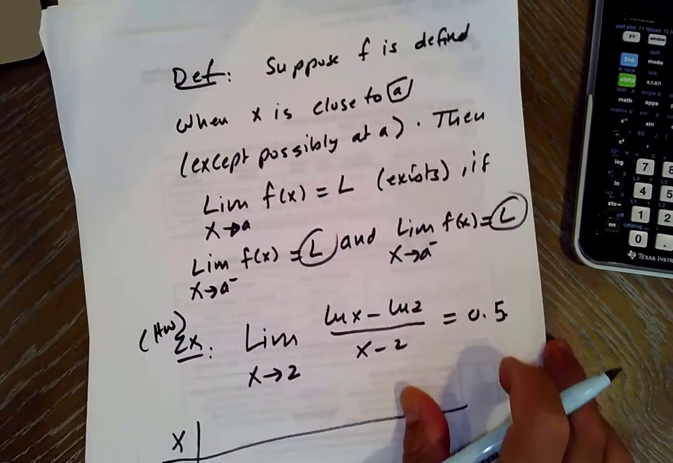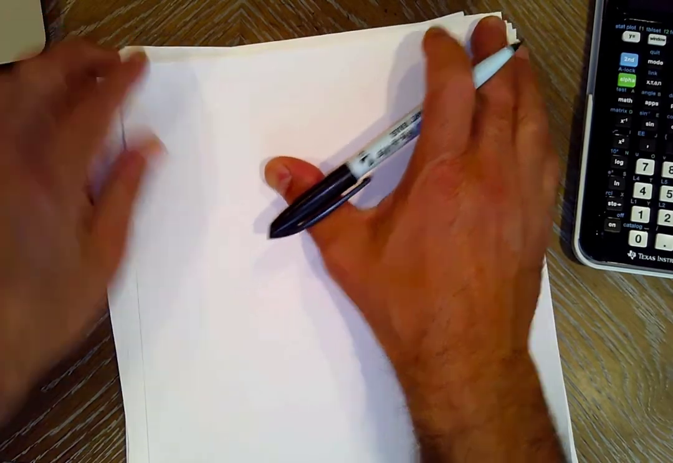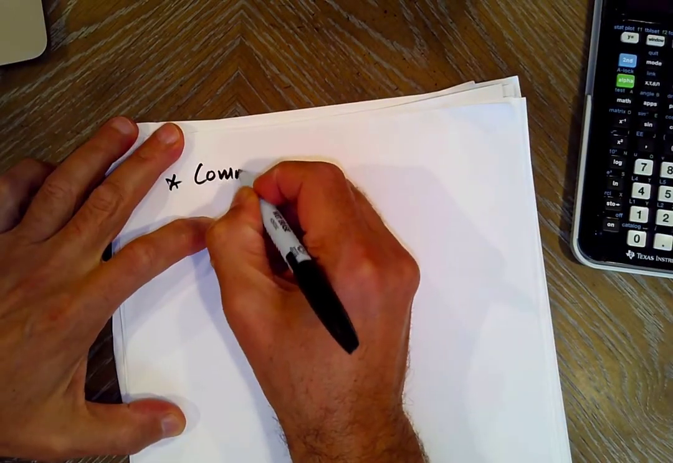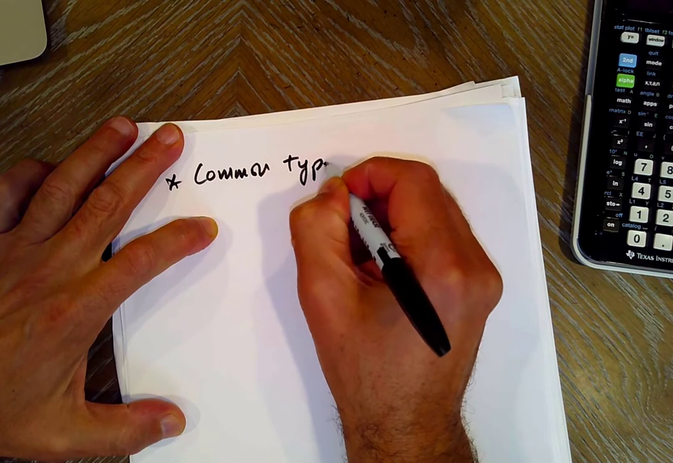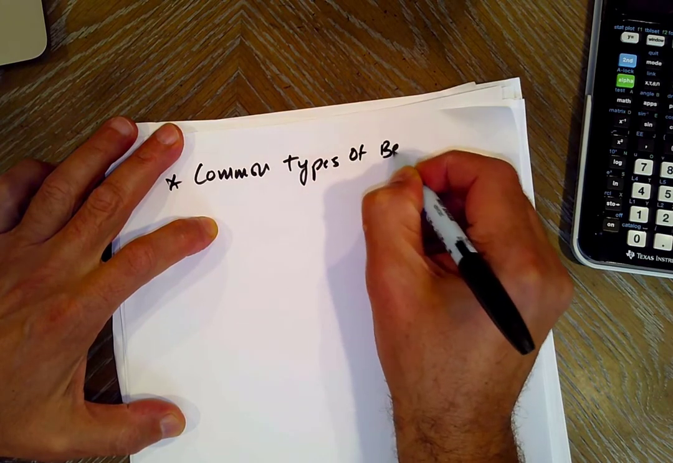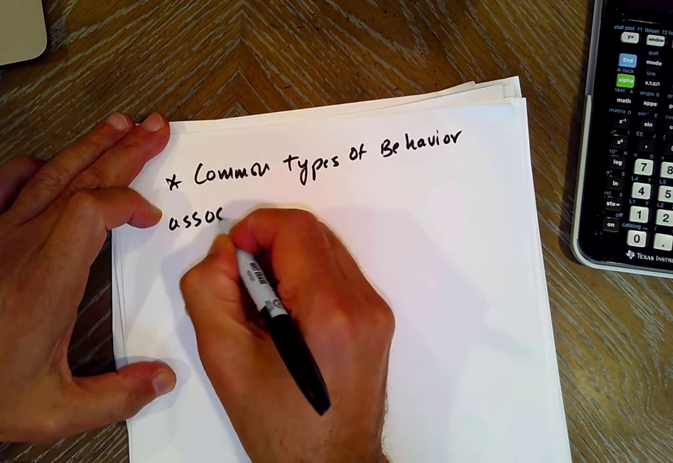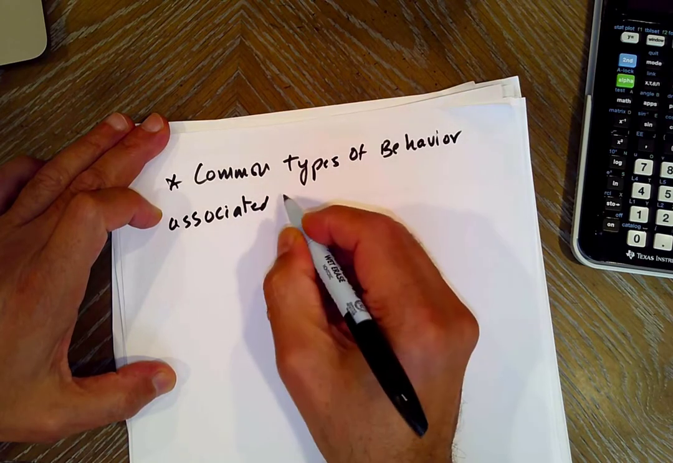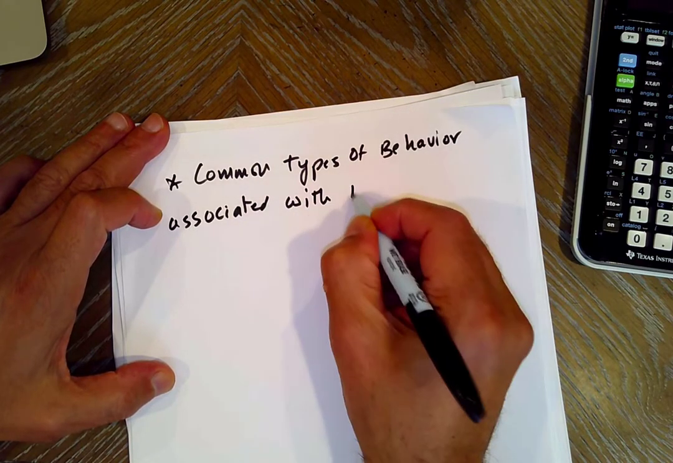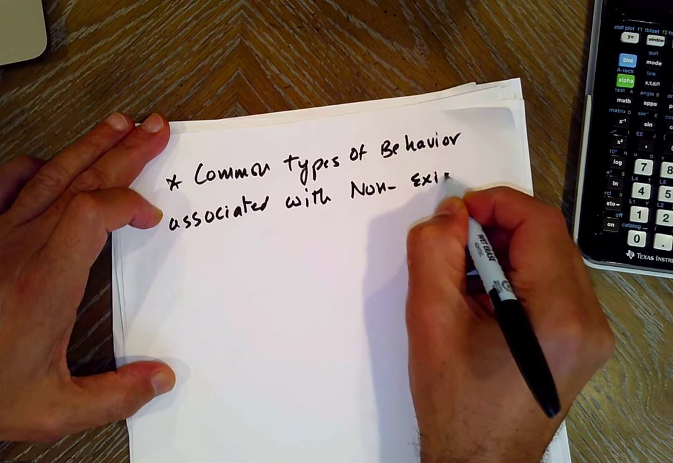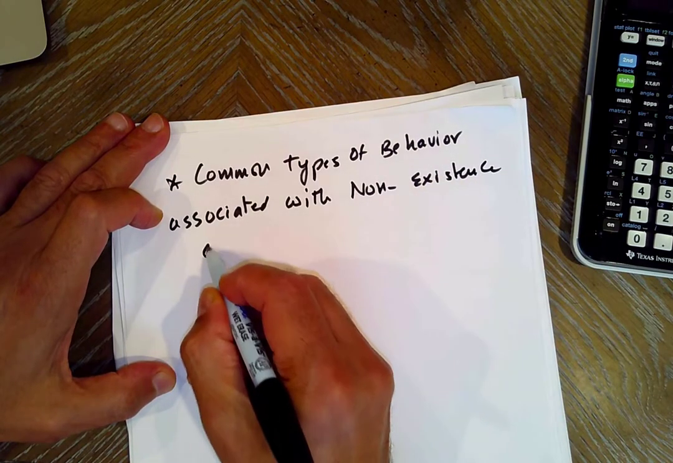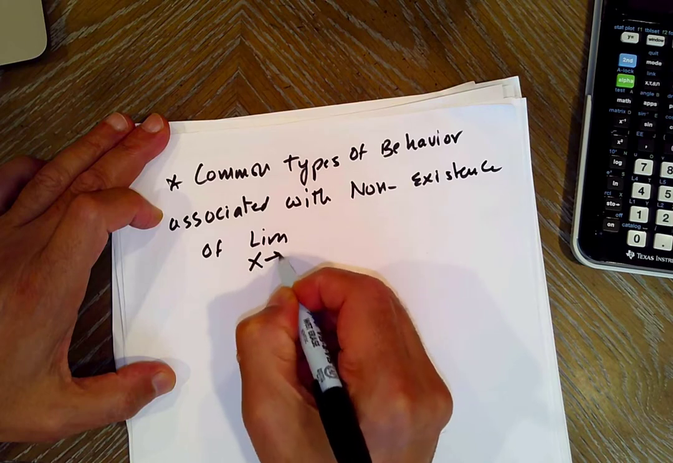Now, can we say the limit of a function always exists? No, we cannot say it always exists. We're going to talk about the common types of behavior associated with non-existence of the limit as x goes to a of f of x.